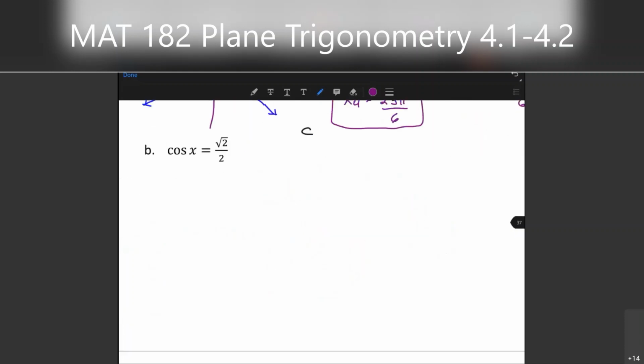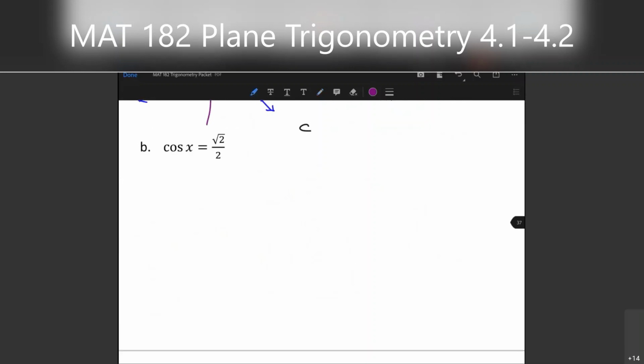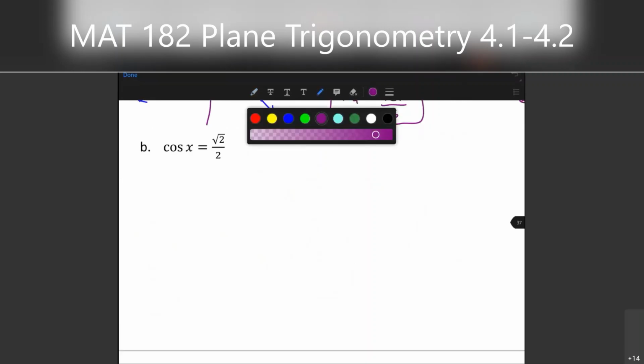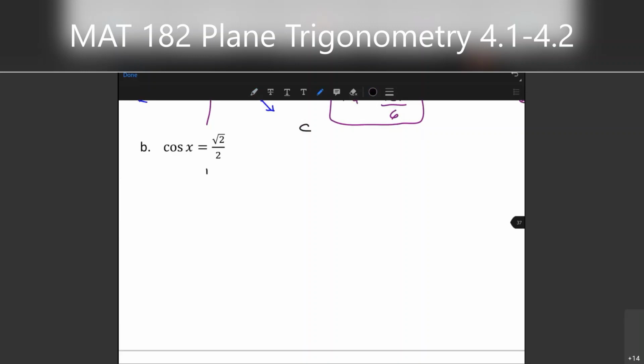So let's look at maybe one more at least. I think we have a couple more here. So cosine x equals square root 2 over 2. We want to do the same exercise. So let's start with a picture, and then we'll try to identify where we are equal to square root of 2 over 2 in our first round of our unit circle. So where do I find cosine equals square root 2 over 2 first on our graph? Where do I find that ratio?